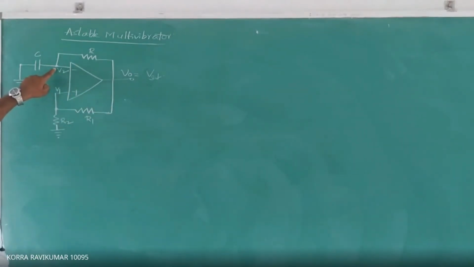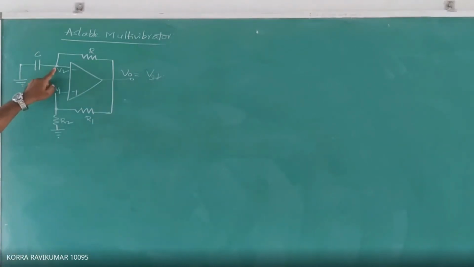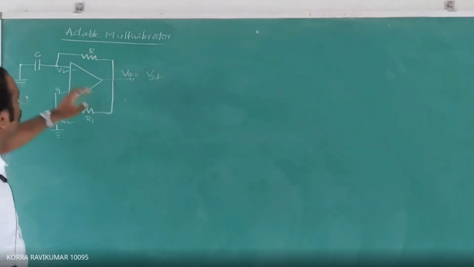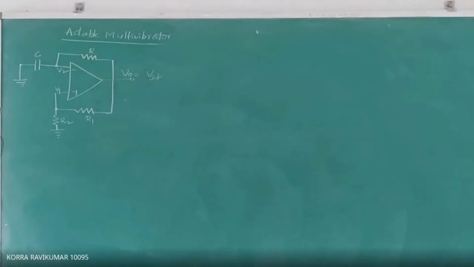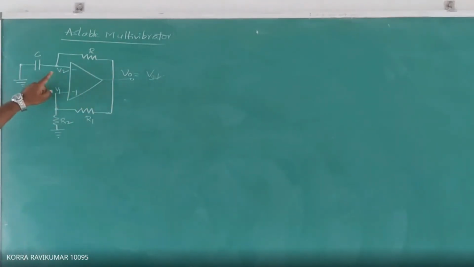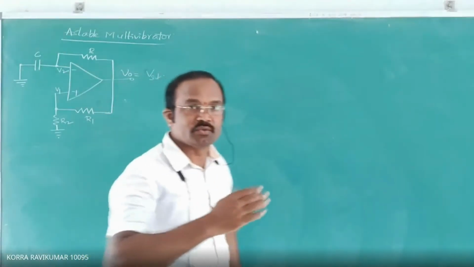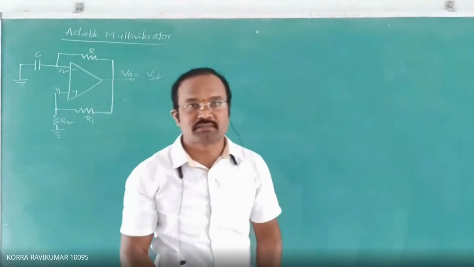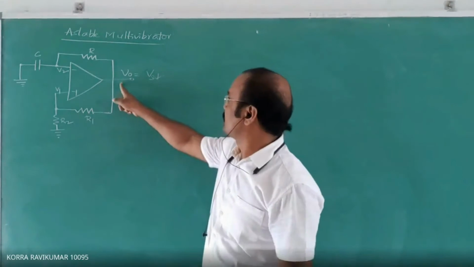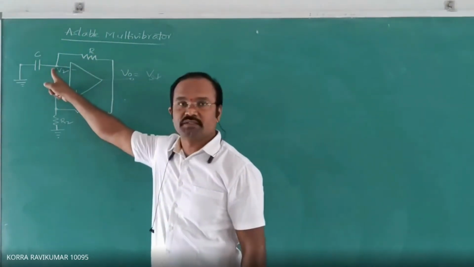Means the nodal voltage here is V saturation voltage, that is maximum voltage. That V saturation voltage acts as voltage across this capacitor. And this V saturation voltage leads to charge this capacitor from 10% of its minimum value to 90% of its maximum value. V naught equal to V saturation will present the same voltage at this point.